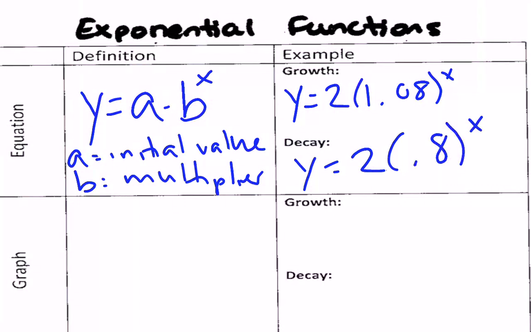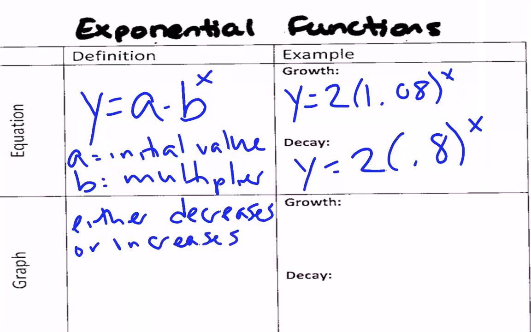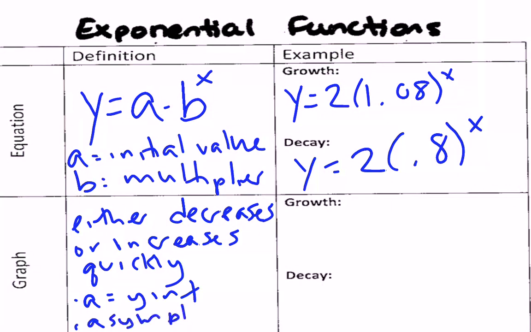To tell it's exponential from a graph, it means that it either decreases or increases quickly. And my a is usually my y-intercept. Now, if I've added or subtracted something at the end of my equation, that's going to change, so be careful. And then we had that thing called the asymptote, remember, where my graph is approaching that y value.